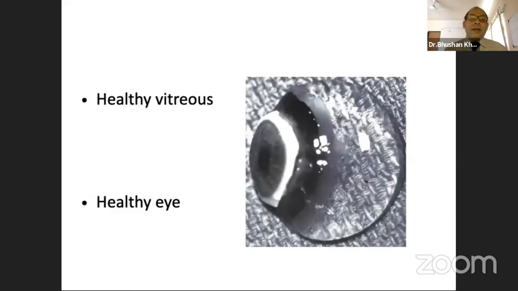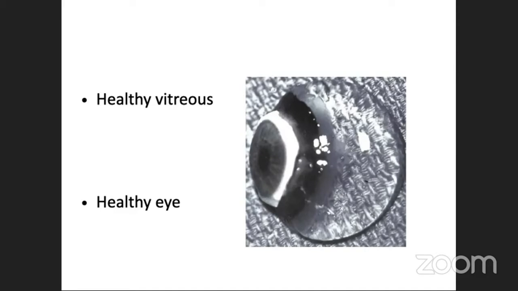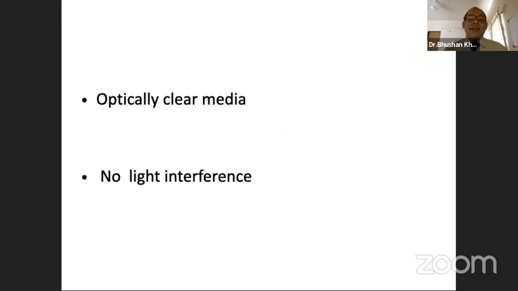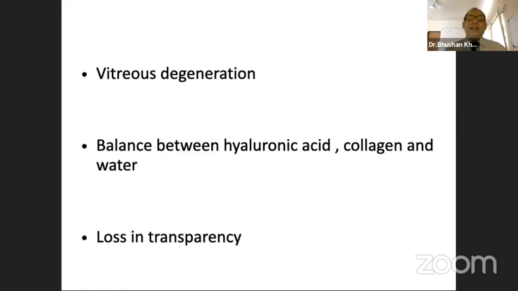To understand the pathophysiology of this symptom, we know that for the posterior segment, a healthy vitreous may correlate with a healthy eye. It functions very well to give an optically clear media with no light interference passing up to the retina. However, as the vitreous degenerates, there is a loss of transparency initially in focal areas because of a loss of balance between hyaluronic acid and the collagen fibers. The collagen fibrils get clumped together and the fluid gets separated.